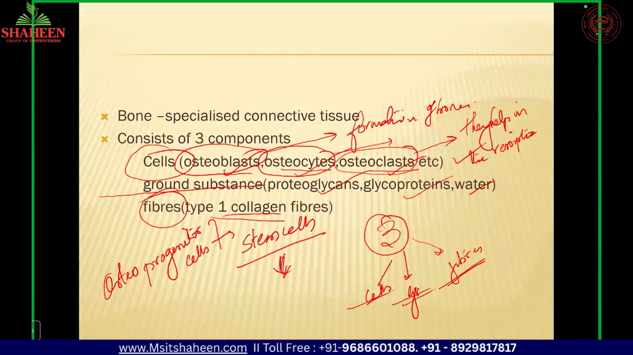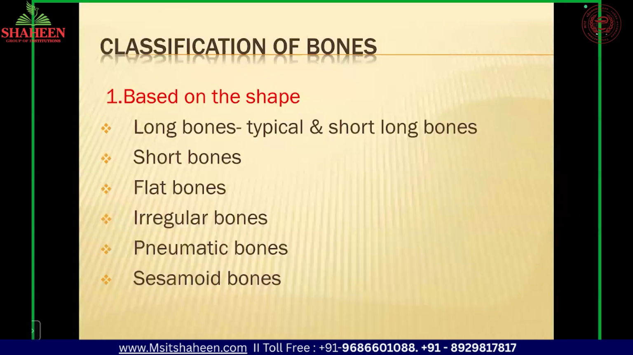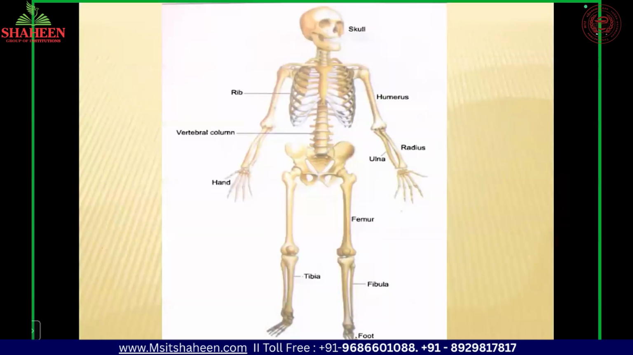All right. Next, there are 126 bones in the appendicular skeleton and the axial skeleton has about 80. What is meant by appendicular skeleton? Appendix means the upper limb and lower limb, away from the central axis, that is appendicular. The axial skeleton consists of the bones seen on the central axis.